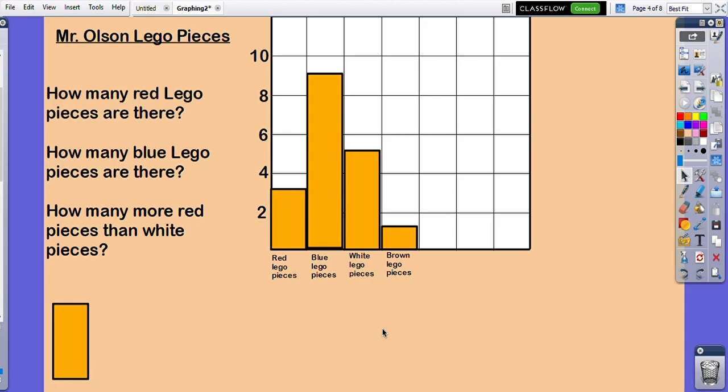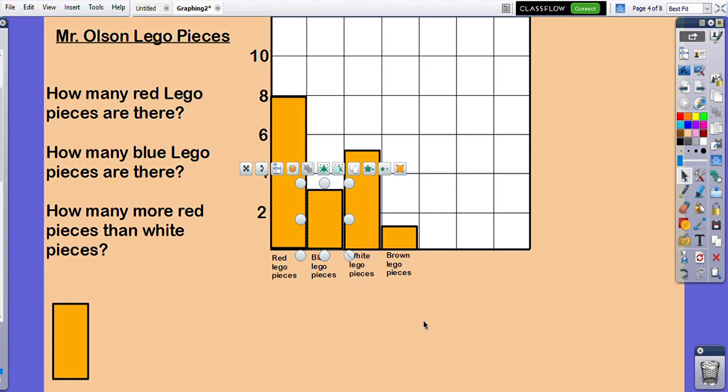Okay. So let's do some adjusting now on our numbers so that we can answer our questions. So let's say that instead of 3 red Lego pieces, I actually had 8. And blue, let's move it down to there. White, let's leave it where it is. Brown, we can leave it where it is. And now we can answer our questions.